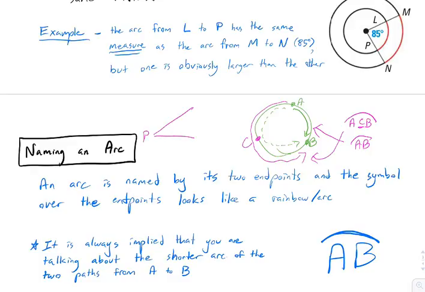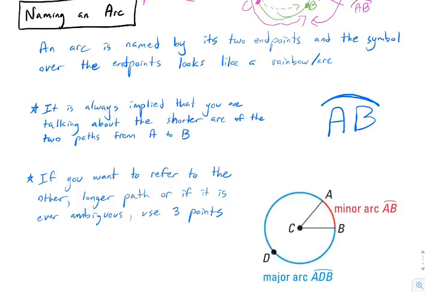You could call this angle P, but you could not say angle P anymore because now there's 1, 2, or 3 angles there. So no ambiguity. You need 3 letters if you're talking about the other side. All right. I wrote that here.